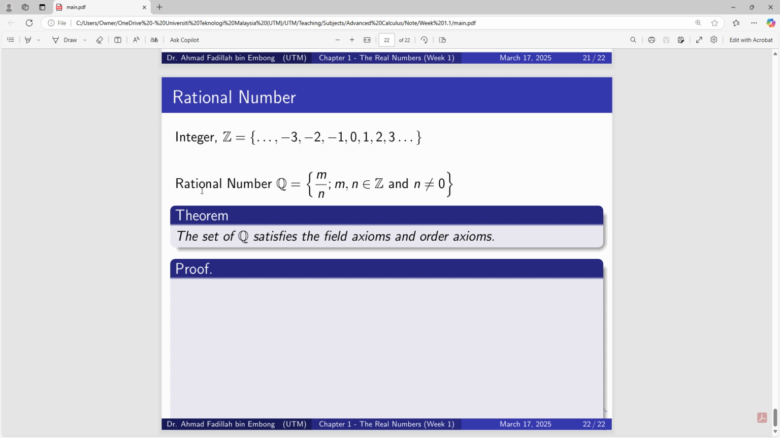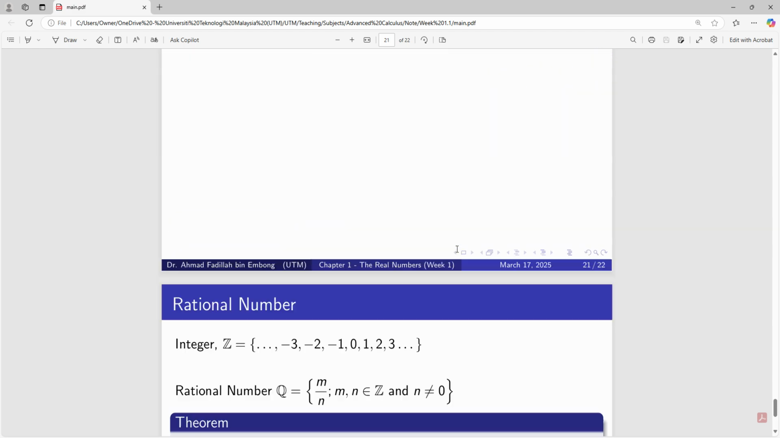And then the construction of the rational number, it is simply a fraction between m and n, where m and n here are in the set of integers where n cannot be equal to 0. So for the last part, your exercise for this one, you can prove that the set Q satisfies the field axiom and also the order axiom.